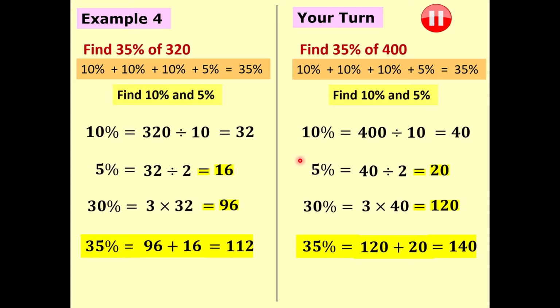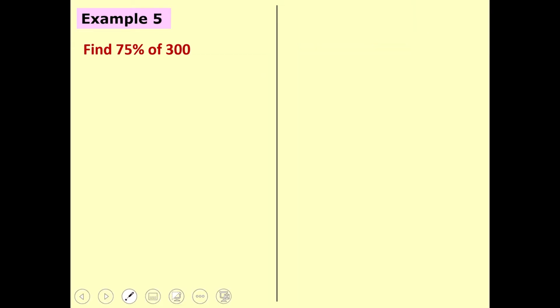So again, really big well done if you got that correct. It's quite tricky. Okay, on to our last example. So this time, again, getting progressively more challenging, we're going to find 75% of 300.